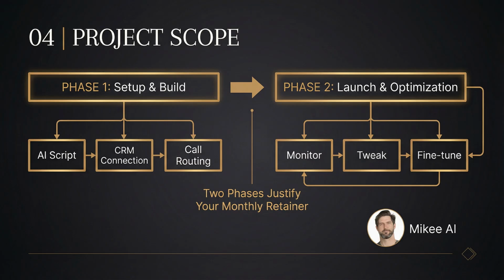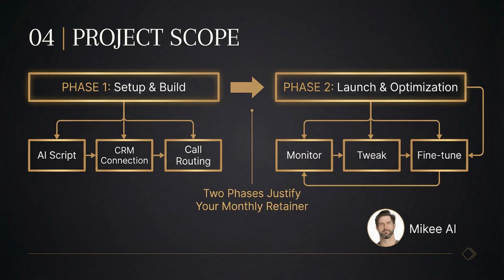You'll write and customize the AI agent script and personality. You'll connect it to their CRM and calendar. You'll set up call routing, escalation rules, and testing. This gives them confidence that you're not winging it. You have a proven process.